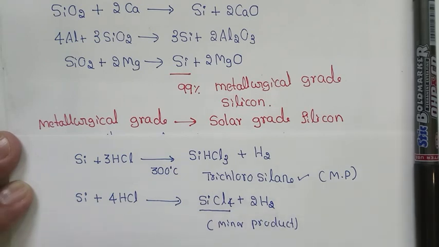Now silicon tetrachloride, that is SiCl4, can be reduced with hydrogen gas at 1000 degrees Celsius in a reactor to HSiCl3 plus hydrochloric acid.